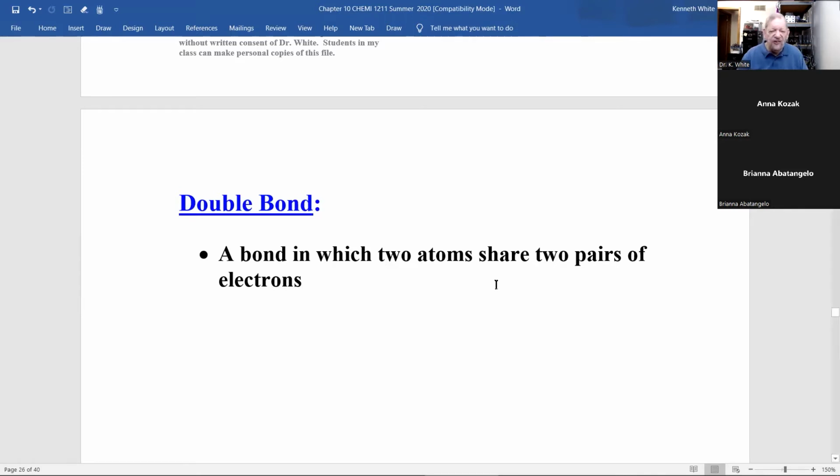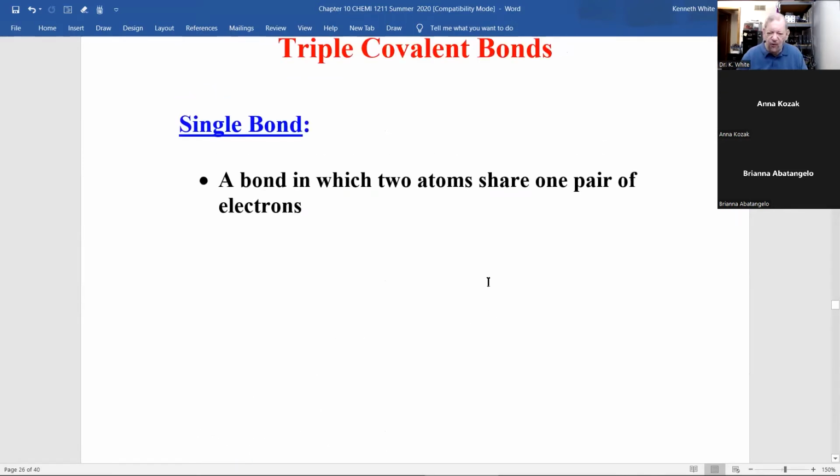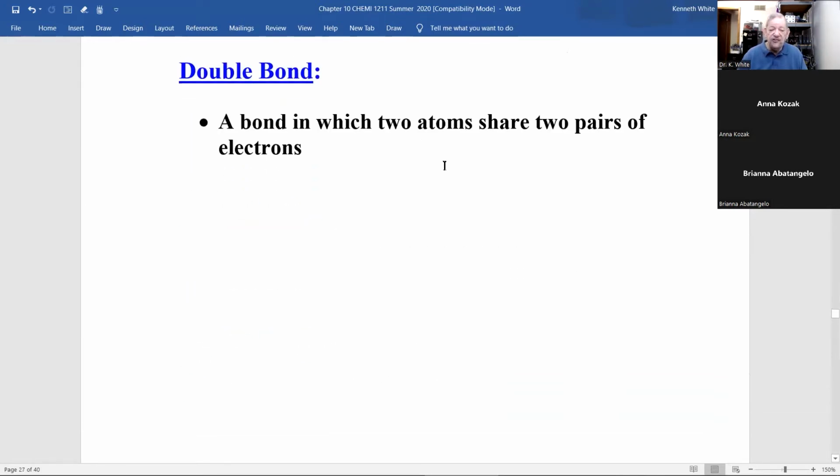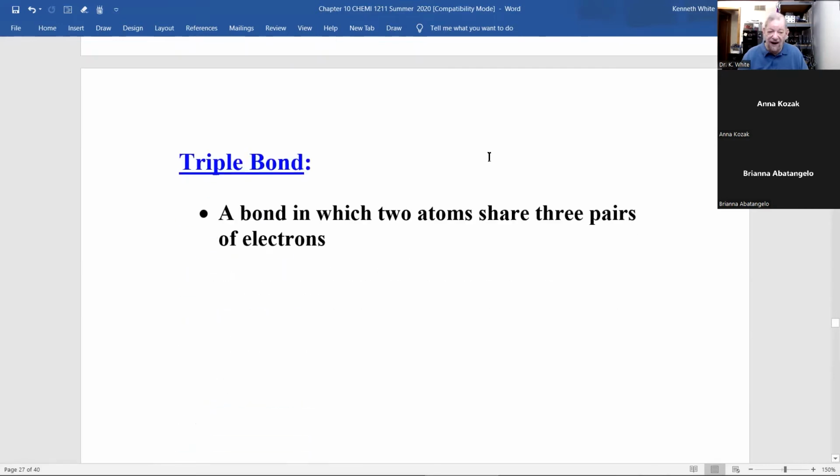All right, so single bond, sharing 1 pair of electrons between 2 atoms. Double bond, sharing 2 pairs of electrons between 2 atoms. Let me say that again. Double bond, sharing 2 pairs of electrons. And finally, triple bond. A triple bond is a bond in which 2 atoms share 3 pairs of electrons. So a triple bond, you have 2 atoms sharing 3 pairs of electrons.